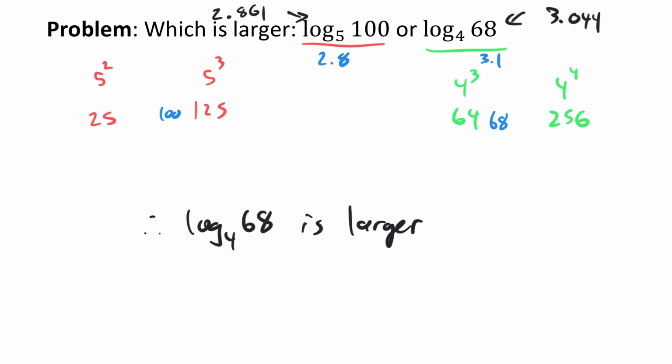Again, I'm actually pretty impressed with myself. I got some pretty good decimals there. But regardless of whether you had 2.8, 2.7, 2.9, you know it's in the 2s. You know the other one's in the 3s. And so that one is clearly larger.